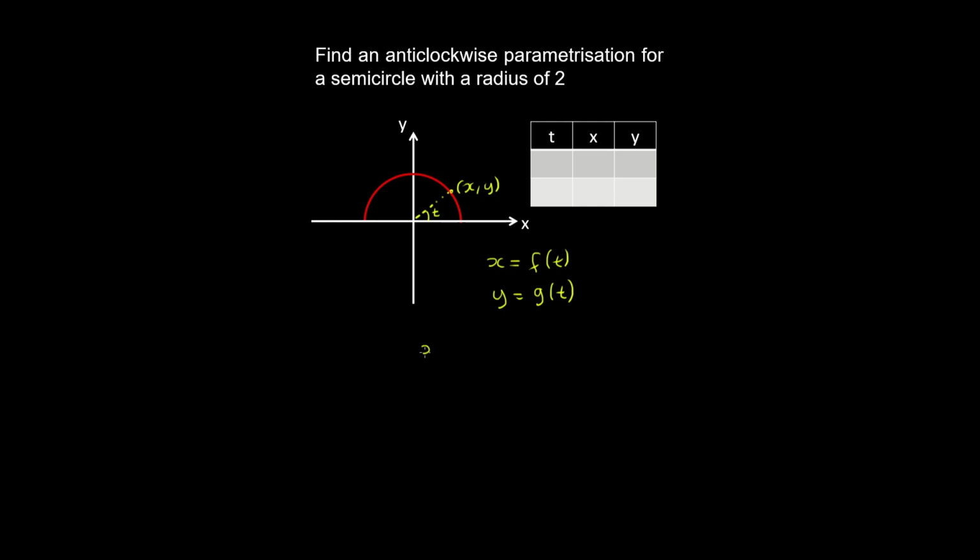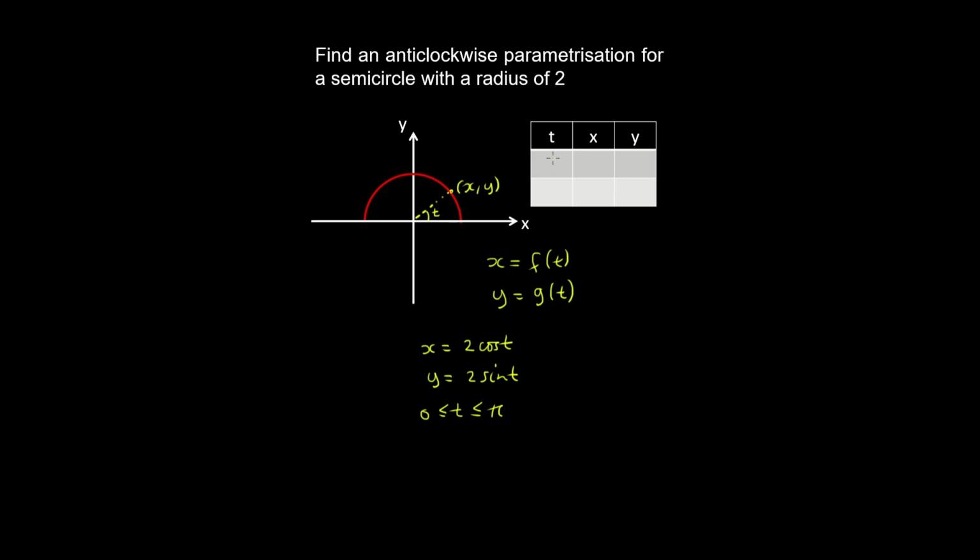So we can define the x-coordinate as the radius cosine t, and the y-coordinate can also be defined using trigonometry as 2 sine t, where t is between 0 and pi for the semicircle.